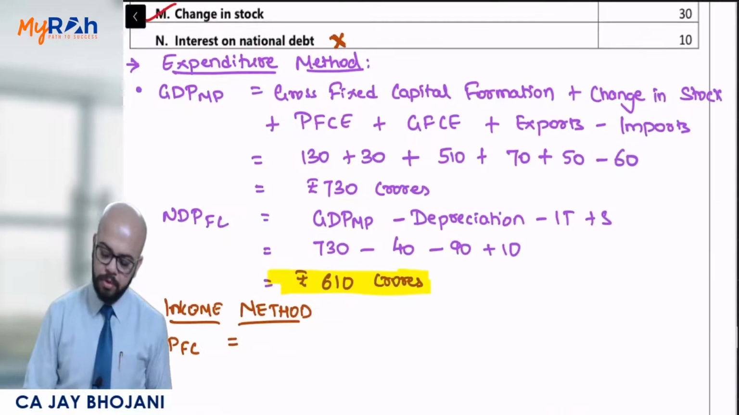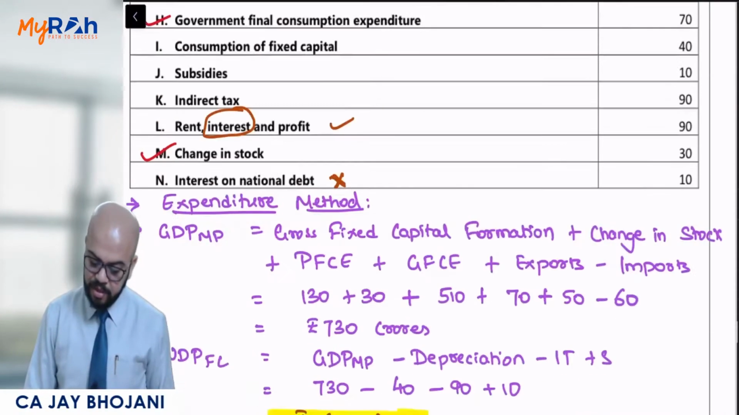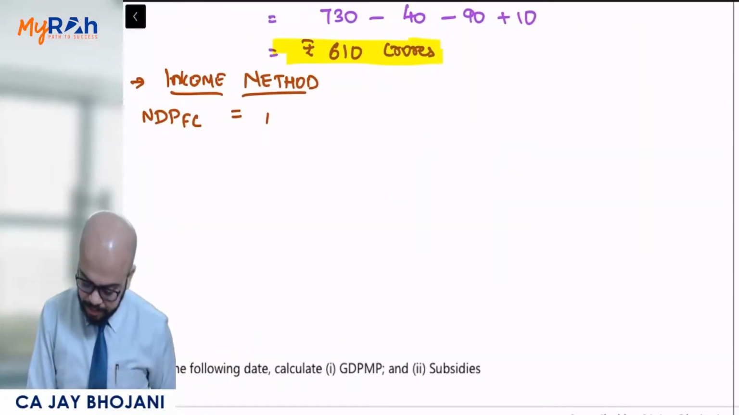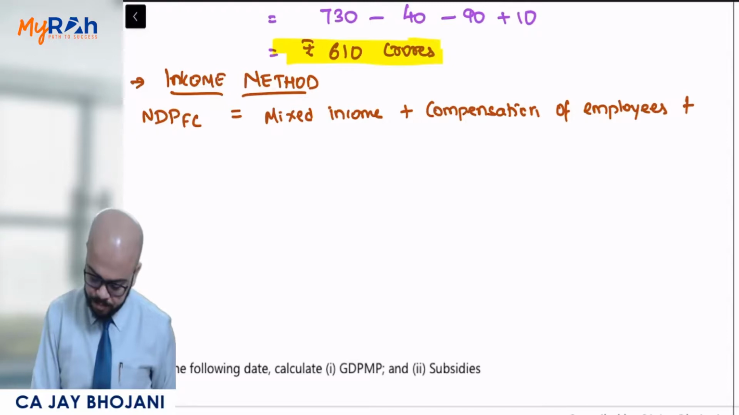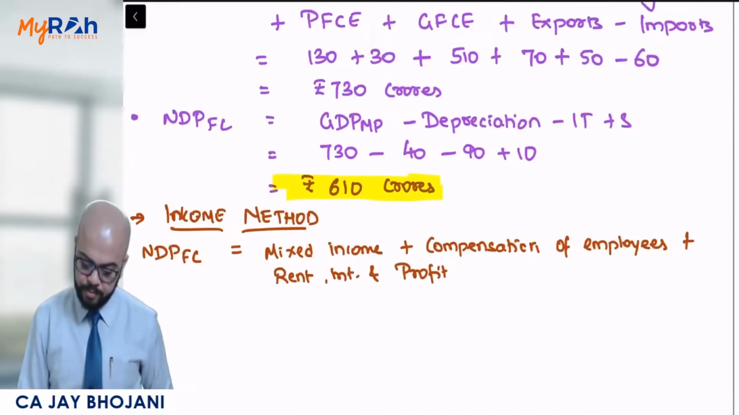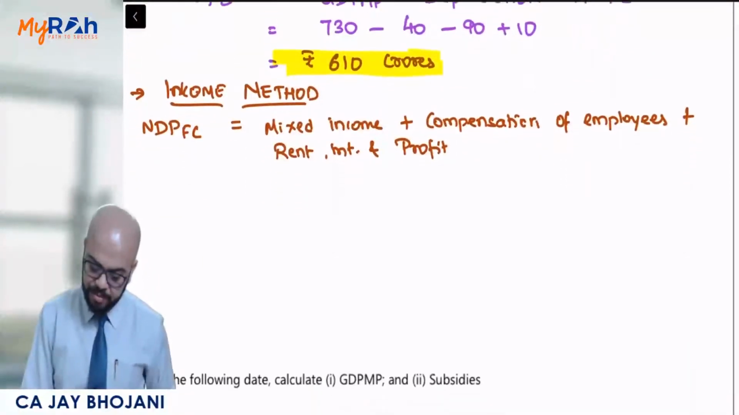Okay, so the remaining things will be added up. So mixed income plus compensation of employees plus rent, interest and profit. Right? That's it. Only three things to be added to find out NDP FC.